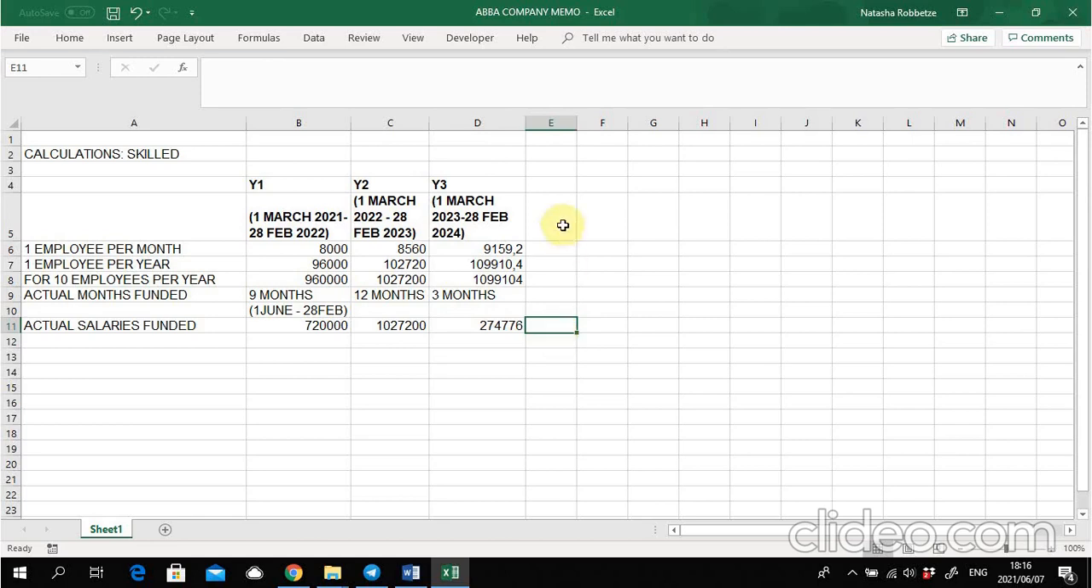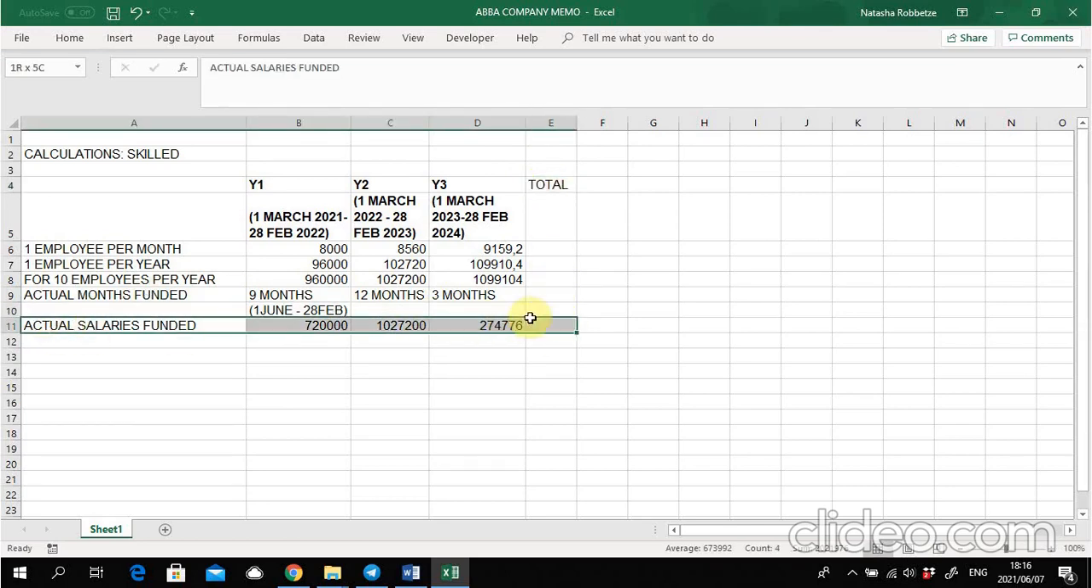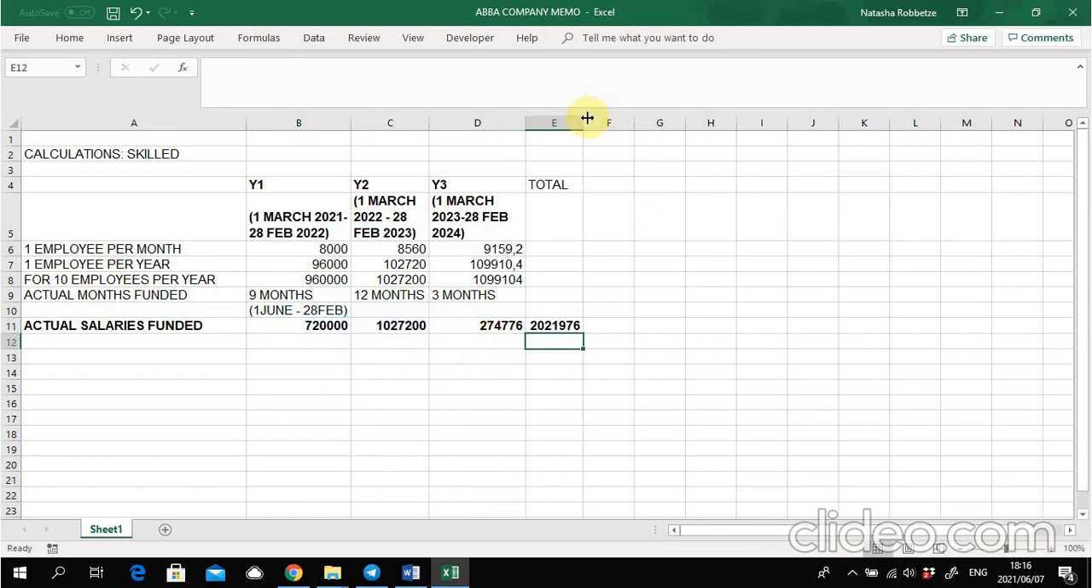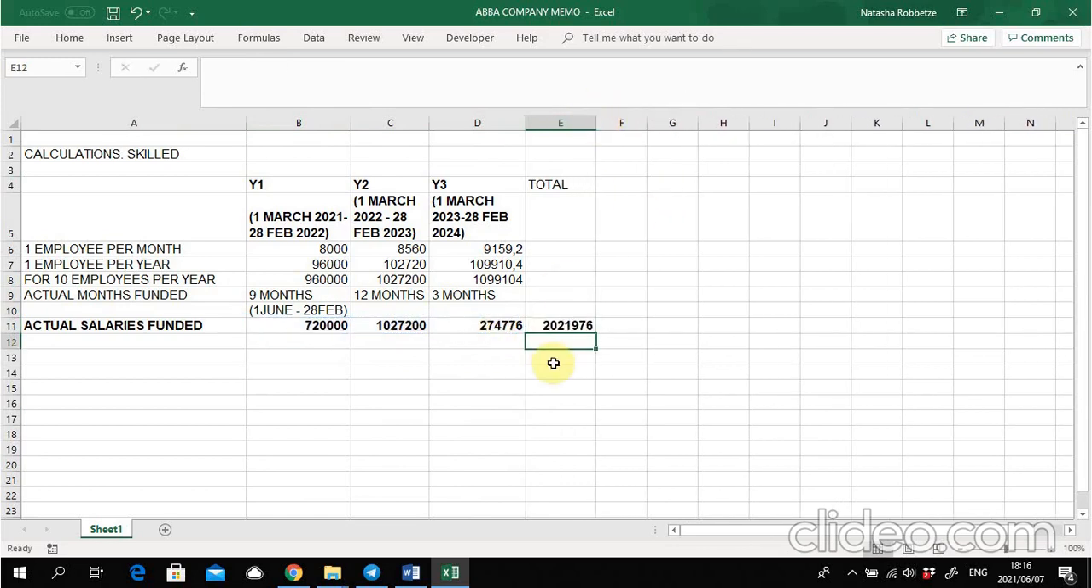27,476. At this point, I want to get to a total. I want to add up the total for the salaries that are actually funded. And that is going to be the sum of all of these amounts, which add up to 202,196,976. I beg your pardon. And at this point, I can now start to do my journals and my calculations.